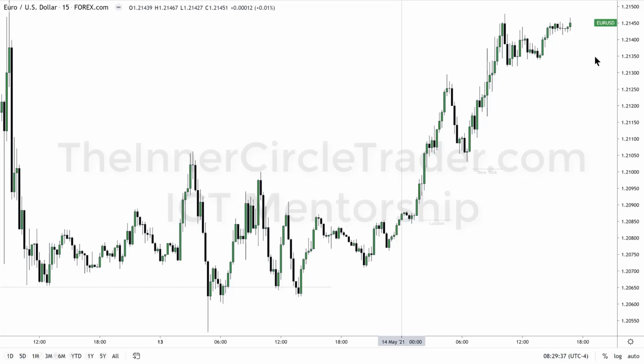All right, so anyway, buy side liquidity pool is in here, obviously, and we'll be looking to see if we get that continuation lower on the dollar and then higher on euro.